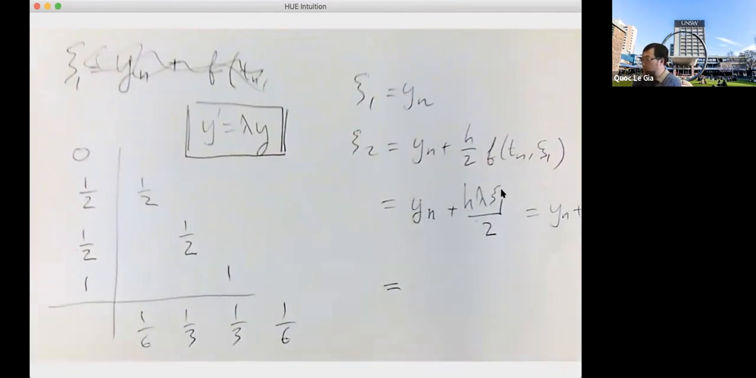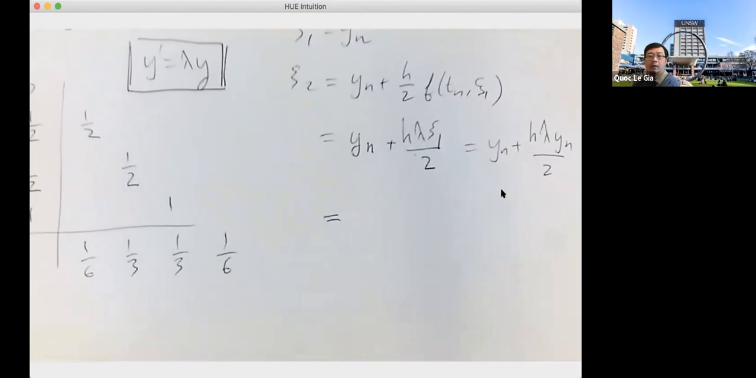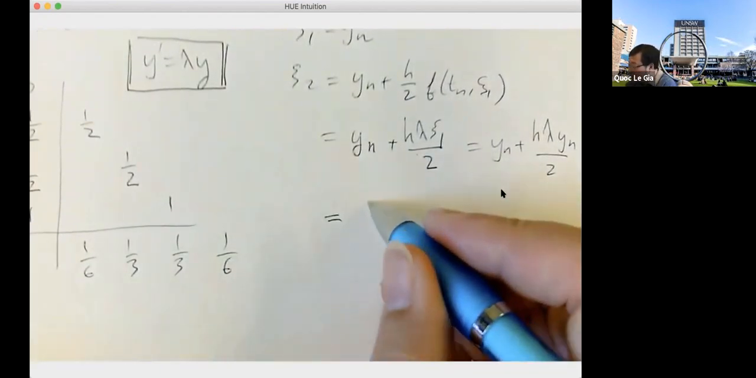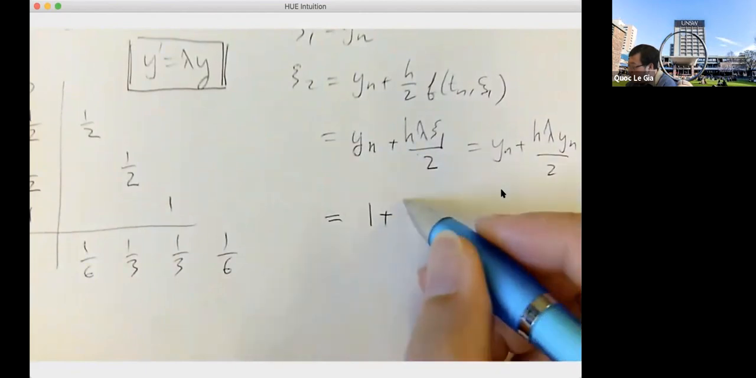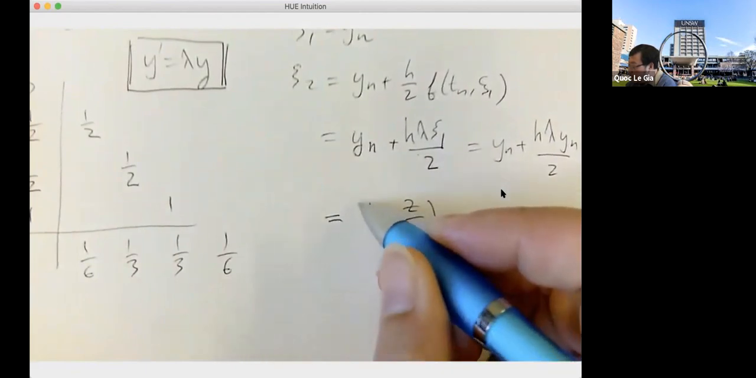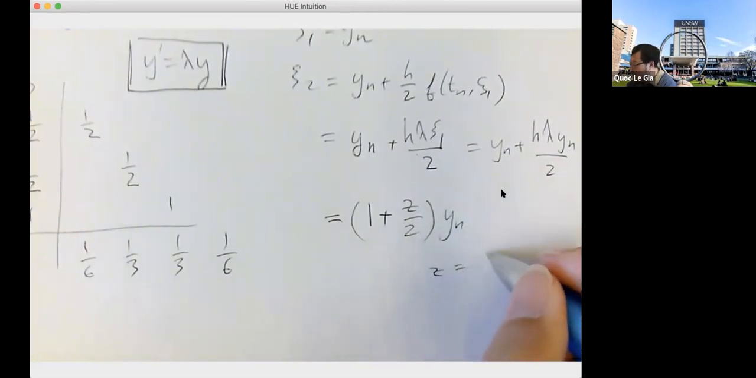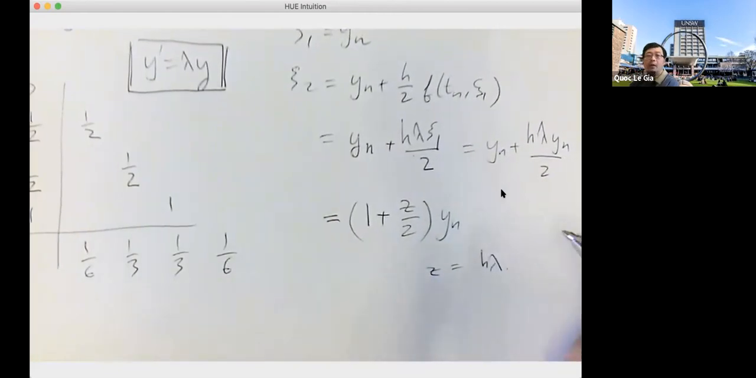Then you can combine it. So it becomes 1 plus z over 2 yn. And remember, z is h lambda. Okay, so that is xi2.